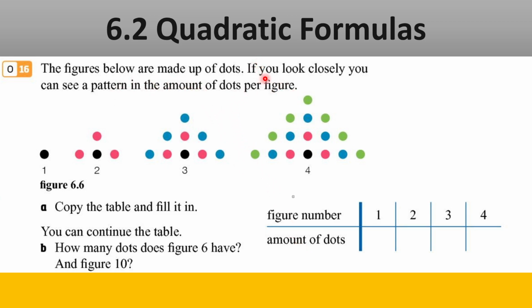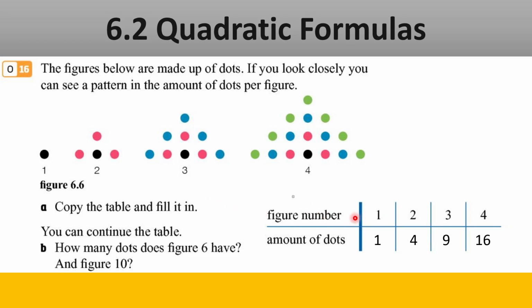The figures below are made up of dots. If you look closely, you can see a pattern in the amount of dots per figure. Oh, is that the case? Let's see. 1, 1 plus 3, 1 plus 3 plus 5, etc. Hey, let's copy this table and fill it in. That's exercise 1, right? I already did it mentally. Figure 1 gives me 1. Figure 2 gives me 4, etc. 3 gives me 9, 4 gives me 16.